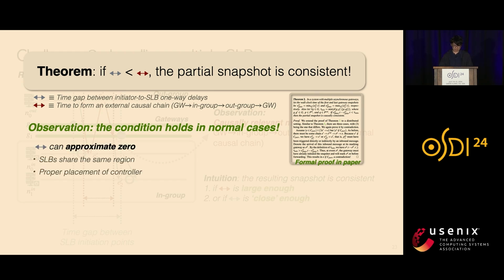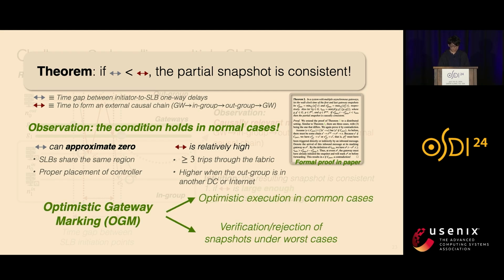The paper contains more details, but at a high level, the left-hand side can approximate 0 with proper placement of the controller, whereas the right-hand side incurs higher values because it involves at least 3 trips across the data center fabric, in addition to processing overheads and so on. So the implication of this is that we can execute optimistically and yield consistent snapshots in most cases. And now the key is really to detect when it doesn't hold.